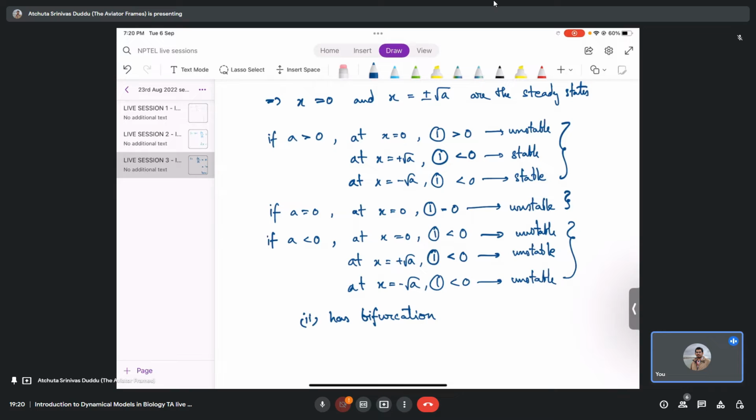They've said x are stable steady states. Yeah, that's what there is. So the number of possible steady states and their stabilities are changed with the value of the parameter. Therefore, the system has bifurcation. Right? Okay, that is with the second question.